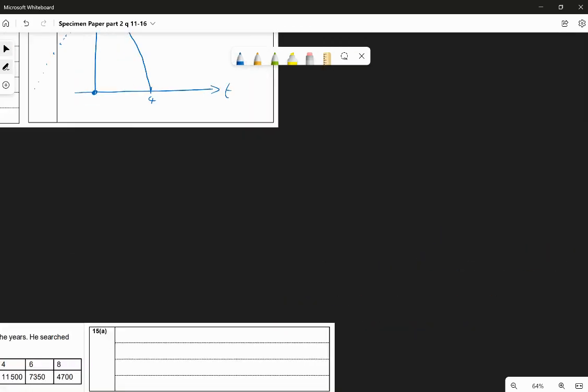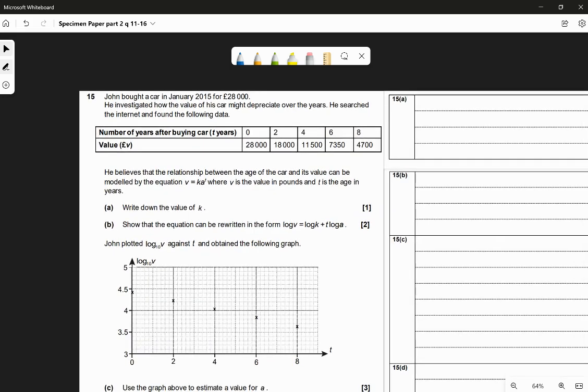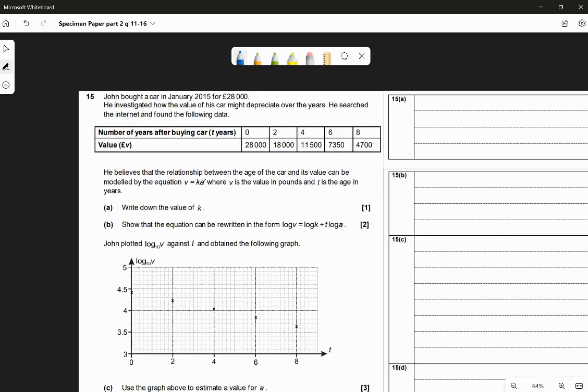Okay, let's have a look at question 15. John bought a car in January 2015 for £28,000. He investigated how the value of his car might depreciate over the years. He's got the following information from the internet. So at age 0, it's £28,000. At age 2, cars of this type are generally worth £18,000, etc.